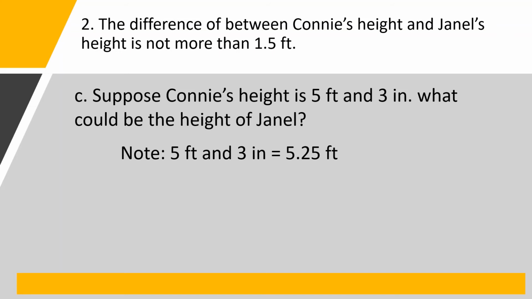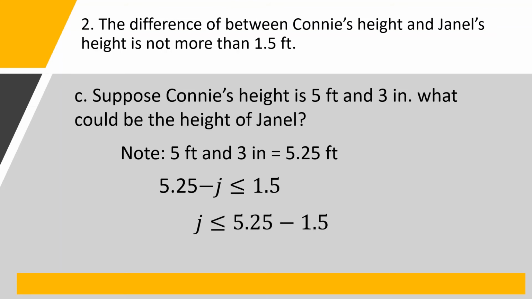So we come up with 5.25. So using the inequality, 5.25 is Connie's height minus Janel's height is less than or equal to 1.5. So Janel's height now is less than or equal to 5.25 minus 1.5. Isusubtract lang natin. Okay? Then, Janel's height will now be less than or equal to 3.75.